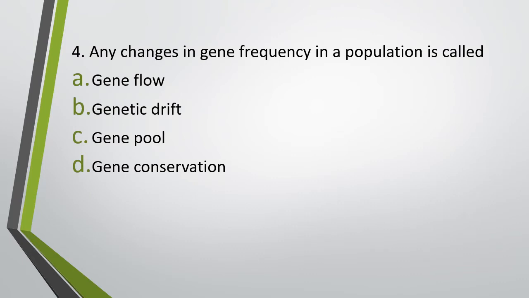Question 4. Any change in gene frequency in a population is called as. Option A, gene flow. Option B, genetic drift. Option C, gene pool. Or option D, gene conservation. The correct answer is option B, that is genetic drift.